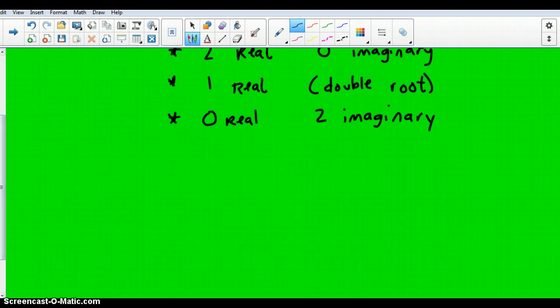Okay. No, it's just 1 real, and we're going to see the picture of what it looks like in just a second. But pretty much what happens is it goes down, hits the x-axis, and then comes back up. So it only touches the x-axis 1 time. Whereas your 2 reals touch it twice, and your 0 reals do not touch it at all. And we're going to see in just a second.